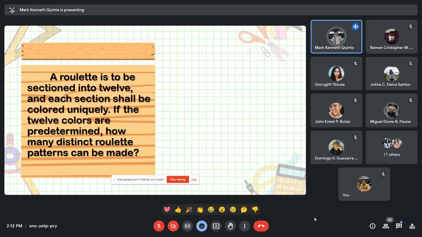What about this one? A roulette is to be sectioned into 12, and each section shall be colored uniquely. If the 12 colors are predetermined, how many distinct roulette patterns can be made? Yes, Mr. Domingo.